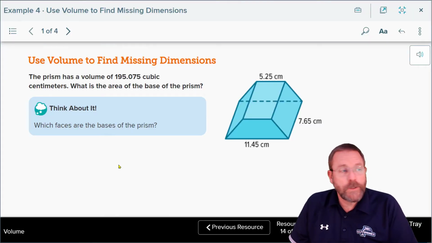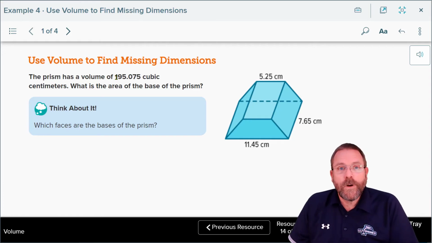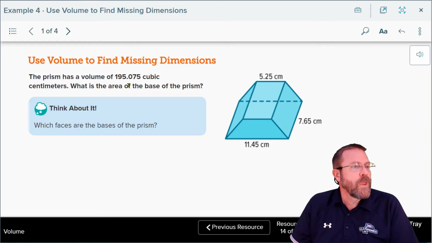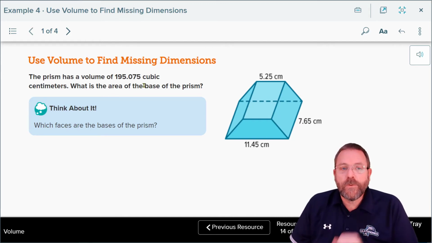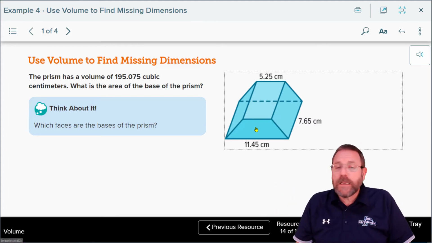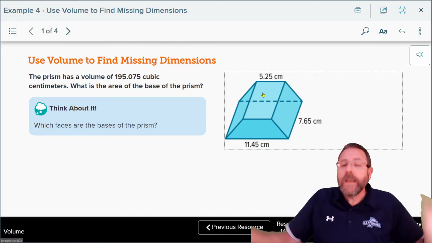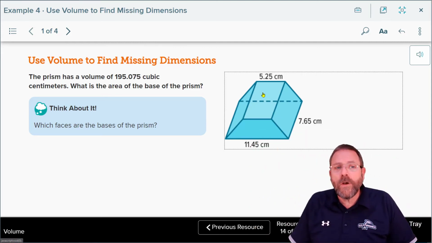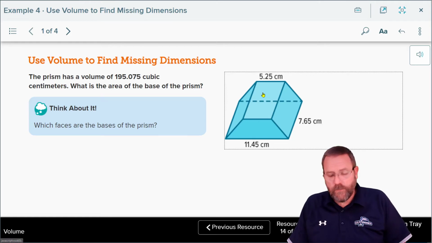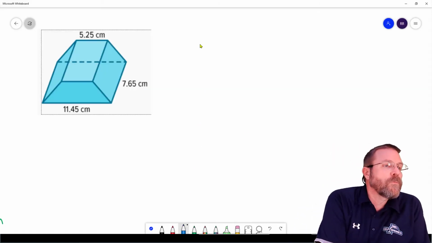Always a good idea to read your problem. The prism has a volume of 195.75 cubic centimeters. What is the area of the base of the prism? In other words, what is the base area? We're missing a height here. We don't care. They gave us other numbers we don't need. We don't care. All they want to know is what is the base area of this prism. So to find that out, I'm going to come over here and write my volume formula.